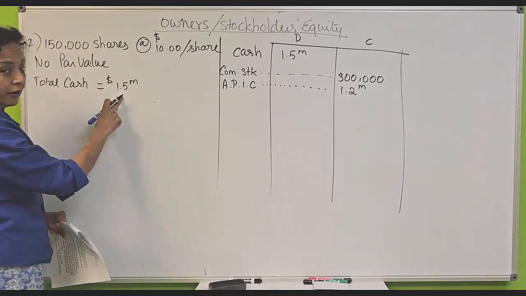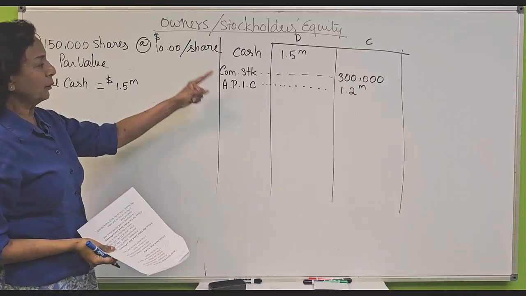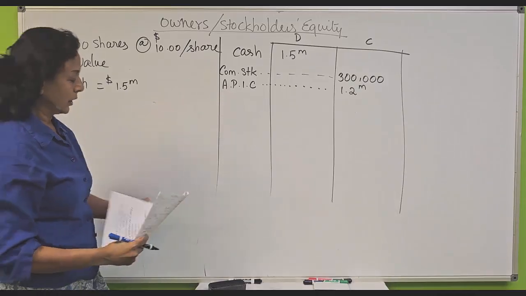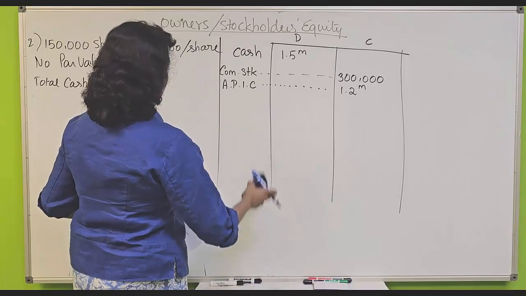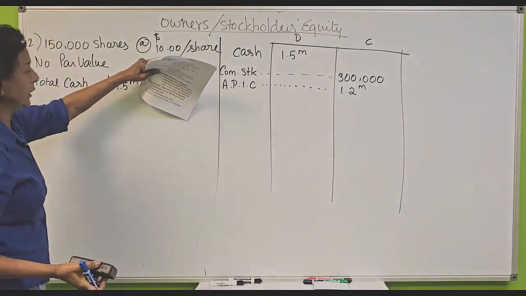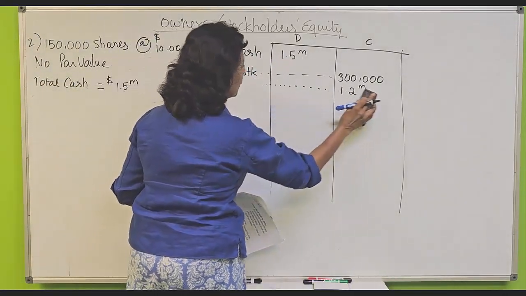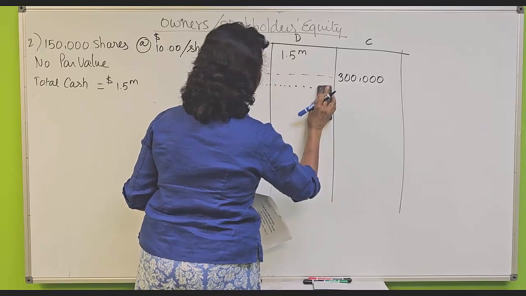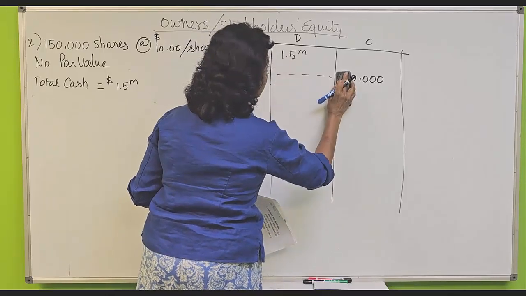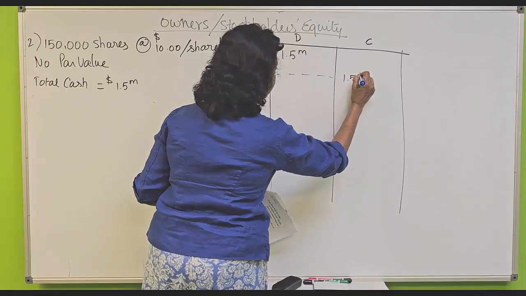The entire total of $1.5 million will go into the common stock, and the company will not have this account. So here, 150,000 times $10, cash is coming in at 1.5 million. So you will debit cash for 1.5 million and you will credit the common stock for 1.5 million.